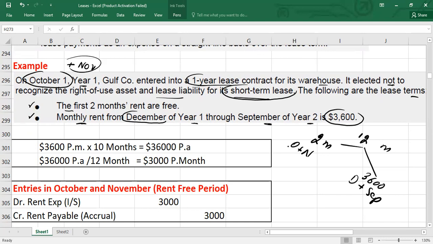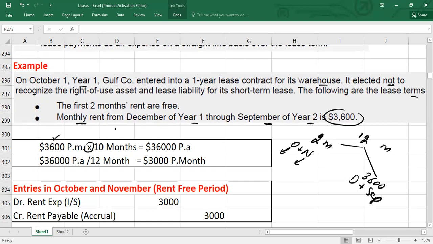So how will you do it here, guys? Because under the rent-free period in the months of October and November, you still need to record the rent expense. And how will you calculate it? So here we have a small calculation. Please focus here, guys. First of all, there is a monthly rent of $3,600. And there are a total of 10 installments, which start from December till September of next year. So these are 10 installments.